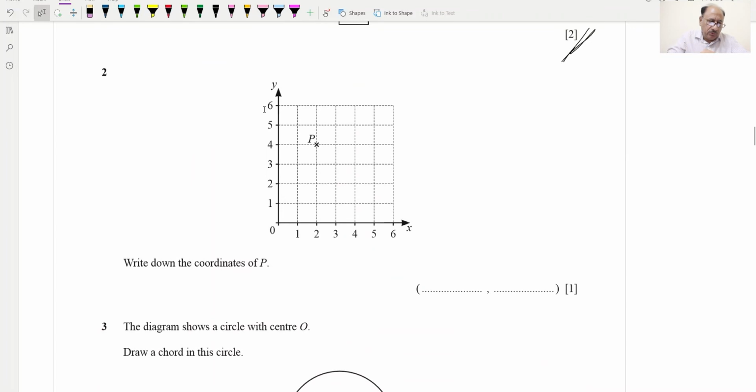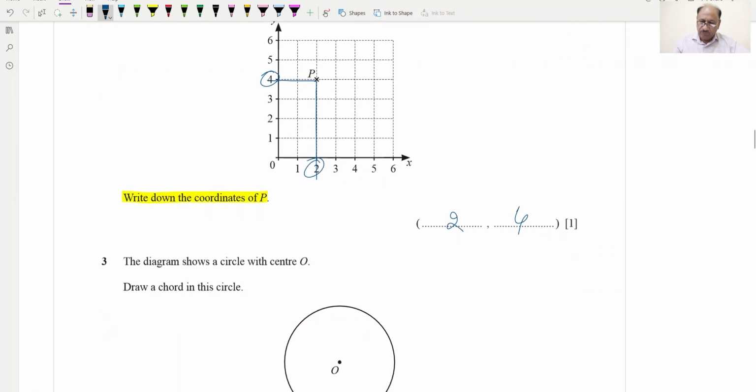Now question number 2. This diagram is provided. They are saying write down the coordinates of P. We have to take the x value first, and if we check the reference for x value on the x-axis, it is this one, which is 2. So we will write 2 for the x value, and for the y value the reference is 4. So we will write 4 for the y value, and our point will be (2, 4). And this is one more question.